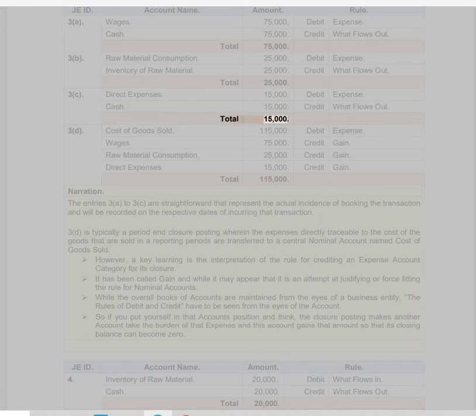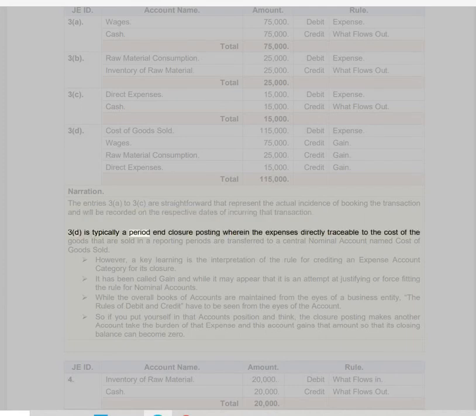Total 15,000. 3D. Cost of goods sold, 115,000, debit expense. Wages, 75,000, credit gain. Raw material consumption, 25,000, credit gain. Direct expenses, 15,000, credit gain. Total 115,000. Narration. The entries 3A to 3C are straightforward that represent the actual incidents of booking the transaction and will be recorded on the respective dates of incurring that transaction.